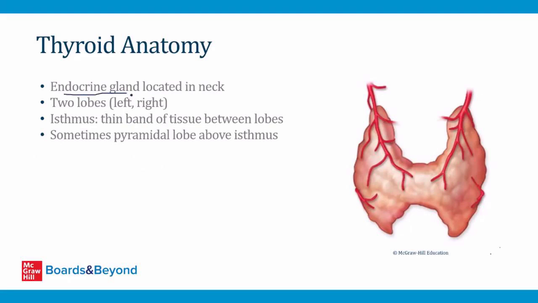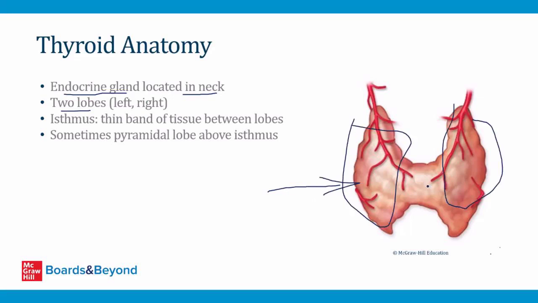It produces thyroid hormone, which we'll talk about later, and it's located in the front of the neck, just in front of the trachea, and it's roughly the size of the palm of your hand. The thyroid gland is made up of two lobes, a left and a right, and that's what's shown in this picture here. This is one of the lobes, and this is the other one here.